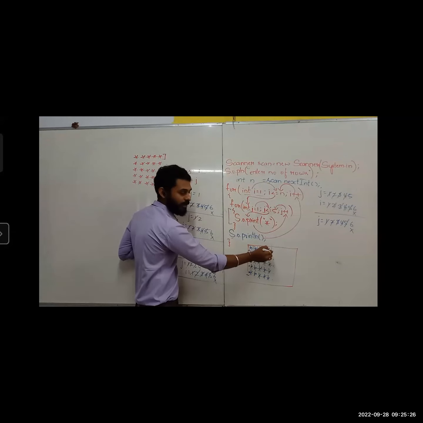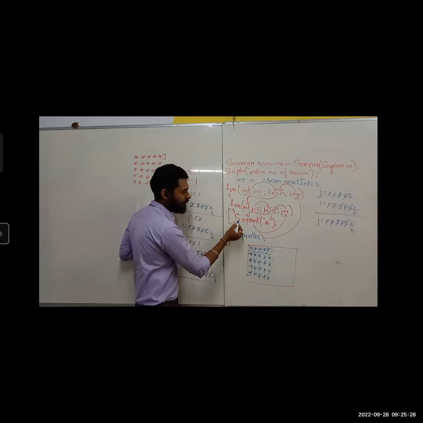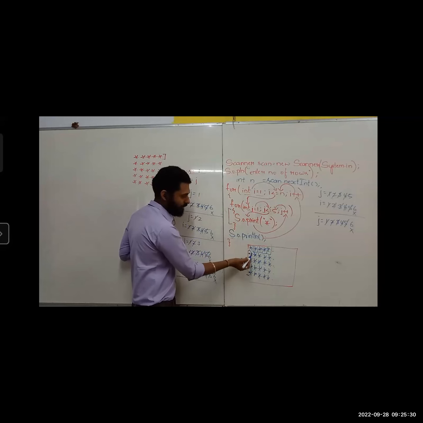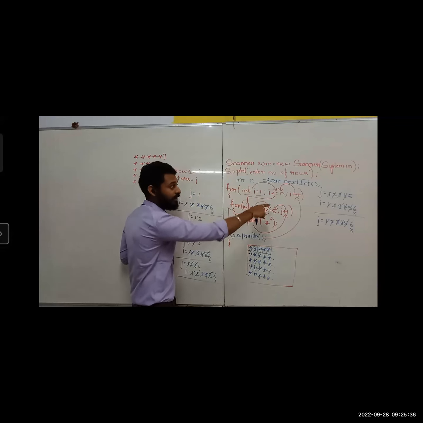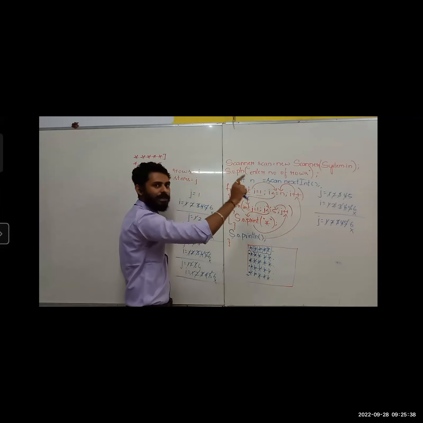But I don't want it here. I want it on the next line. So I have written System.out.println. So it will come to the next line, and it will go where? Increment. Increment the value of I. Incrementing the value of I, does it mean that you are bringing it to the next line?